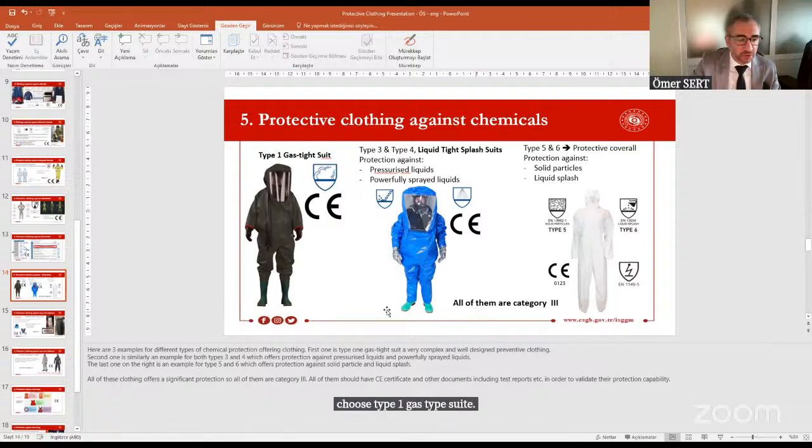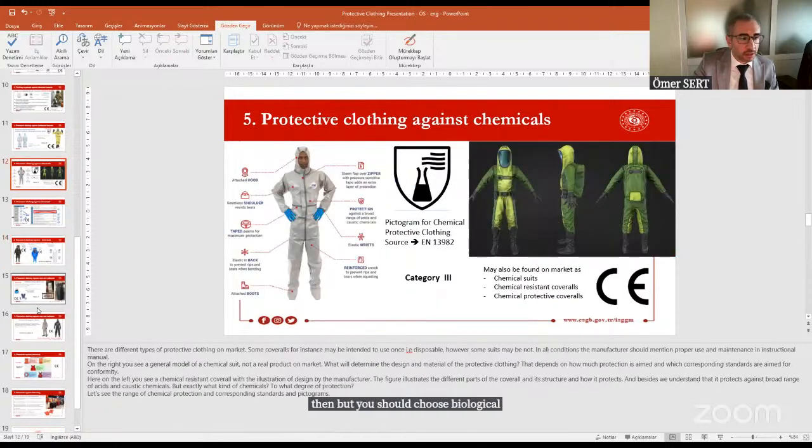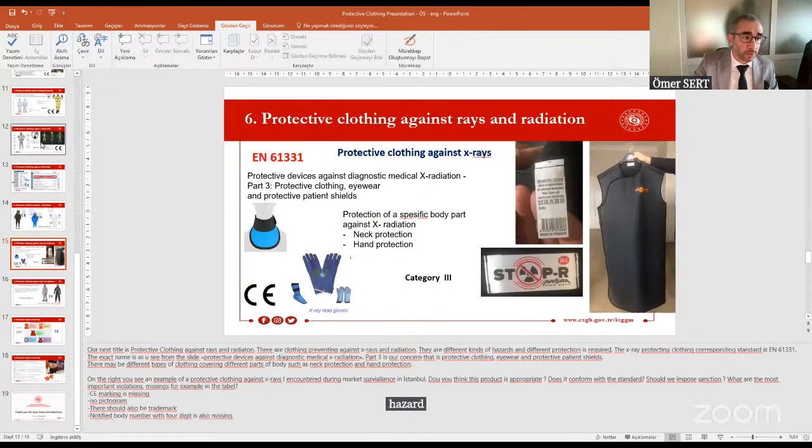For example, if you are working in a wastewater management facility in a factory, the hazards are not that dangerous, so you can use type 5 or 6. If you're working in a hospital, and a worker is dealing with medical waste, then you should choose the protective clothing against biological hazards.